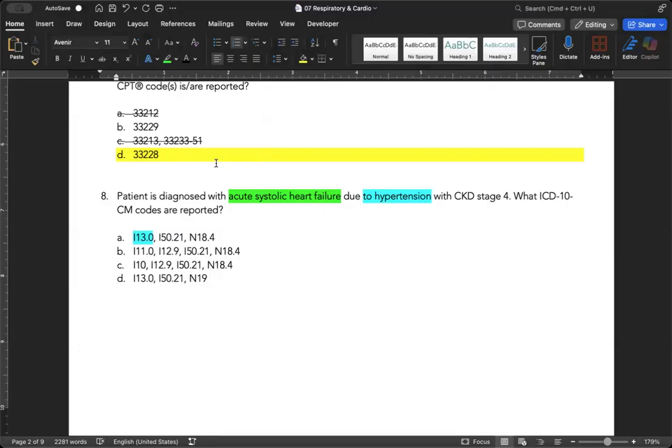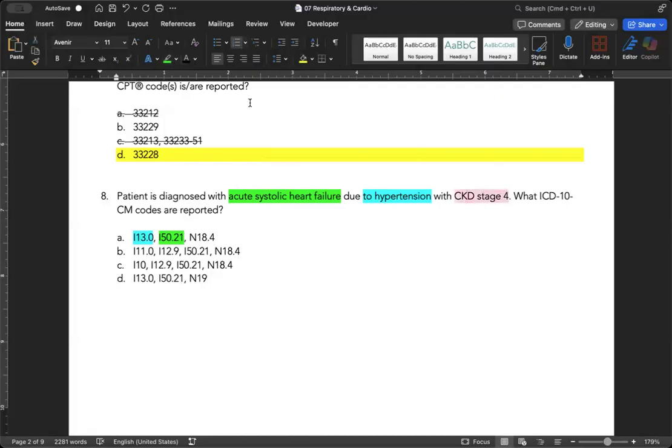And then heart. And then we have to go down to systolic. And it is acute. So that gives us the I50.21. We'll go verify that in the tabular really quickly. That is acute systolic congestive heart failure.